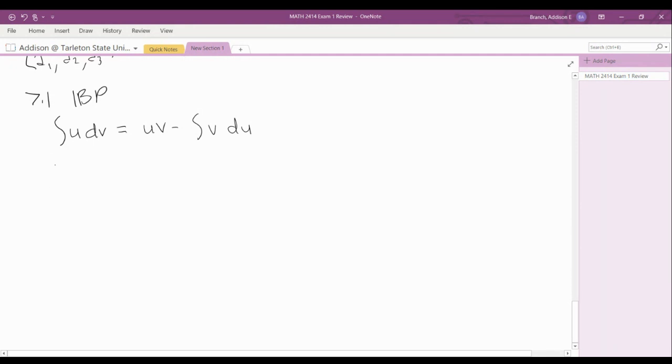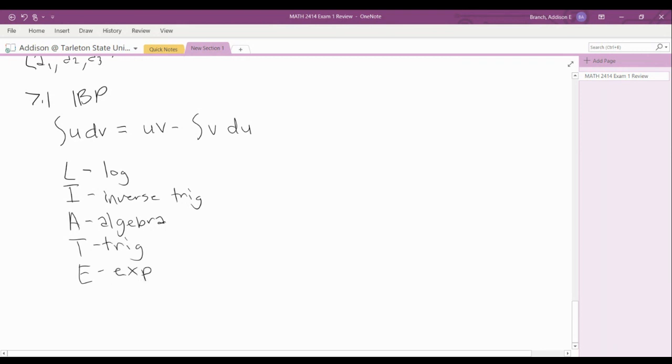The way we can determine which one to assign to u is the acronym LIATE. The L stands for logarithmic function, and I is going to be inverse trig. Our A is going to be an algebraic function. Our T is going to be a normal trig, and our E is going to be an exponential.